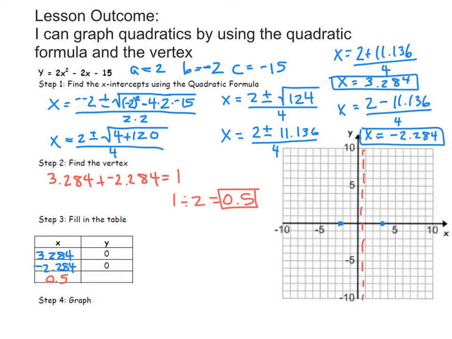And remember how we find this y value is simply putting that 0.5 into the original equation for both of the x's and finding the output for y. So go ahead and calculate that.